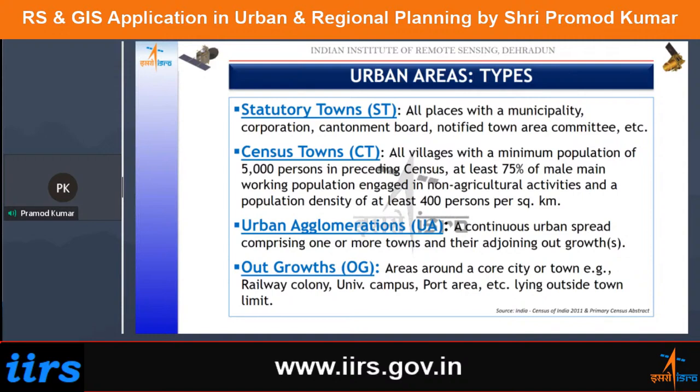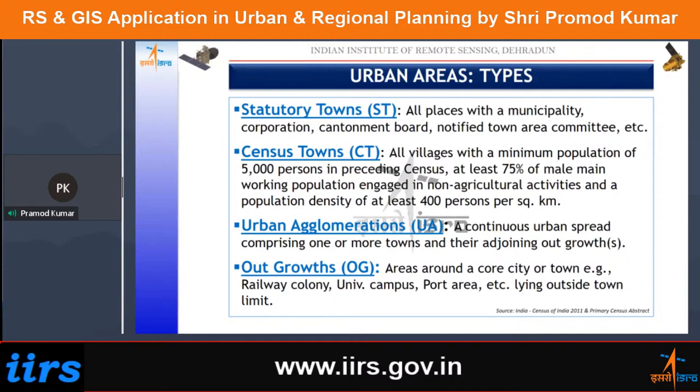at decadal intervals, all this census enumeration happens, and accordingly the number of towns and their subcategories are notified and quantified. So if you look at the data, as per the 2001 census there were 5161 towns, but as per the 2011 census, the number of towns has increased to 7935. Okay. With that point in mind, you will see that our urban population, as per the 2011 census, was nearly 31.16%.